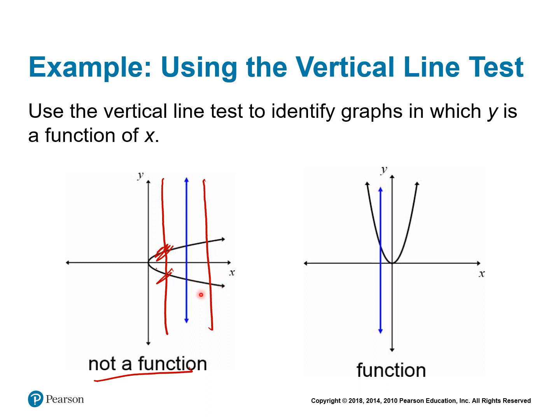So that tells us that every x value here has two y values. This x value here has a y value up here and a y value down here. Same thing here, this x value has two y values, which violates the definition of a function.